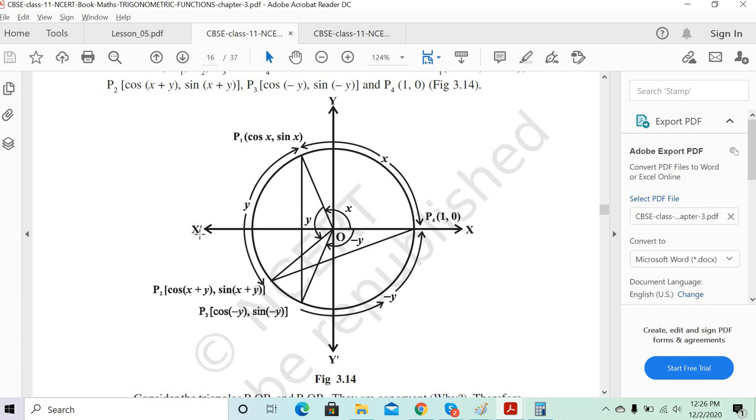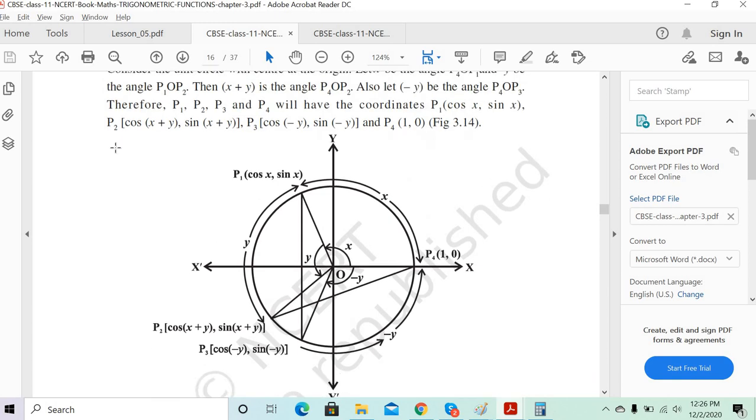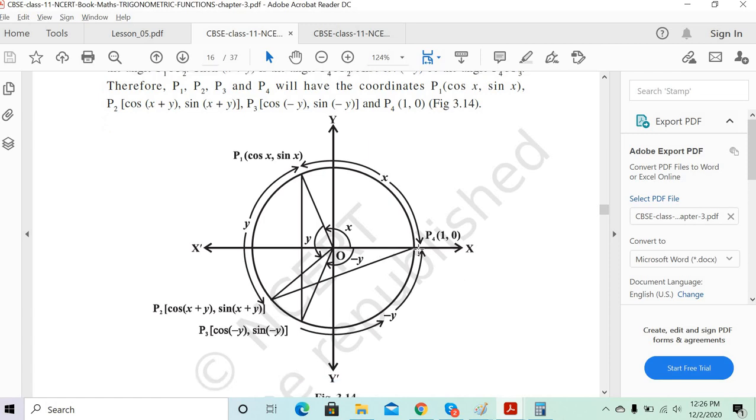Then different coordinates like P4, which is from 0, P1, P2 and P3. Wonderful. Excellent. You got it now. So basically again it's a unit circle only. That means the radius is 1 unit only. And let's say the initial side is OP.